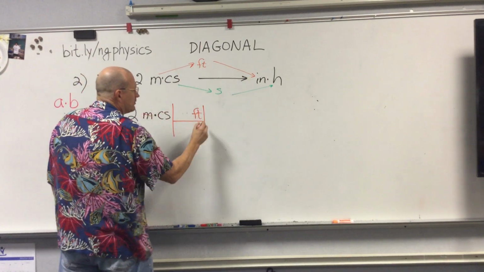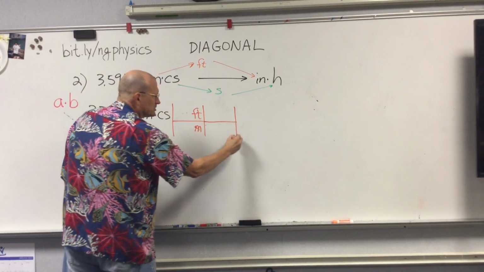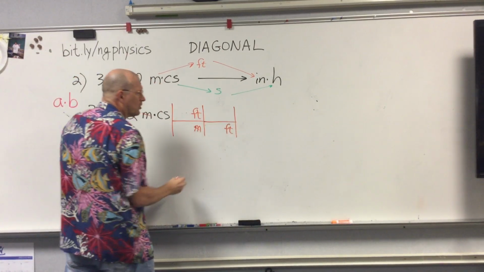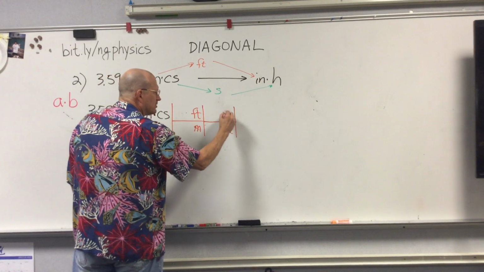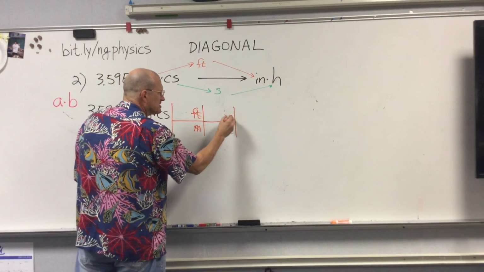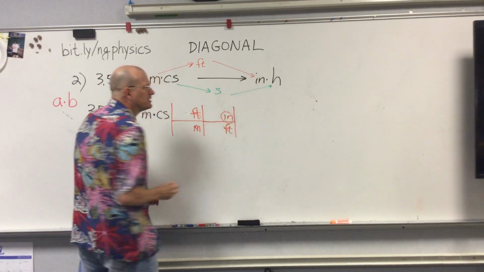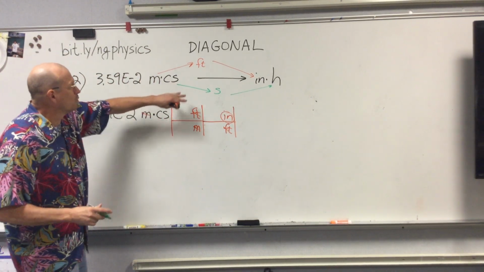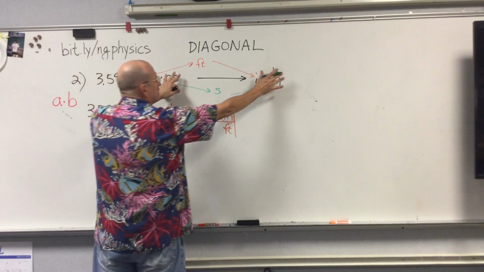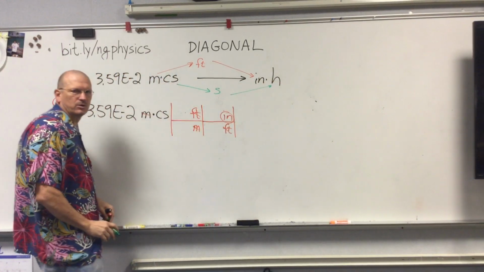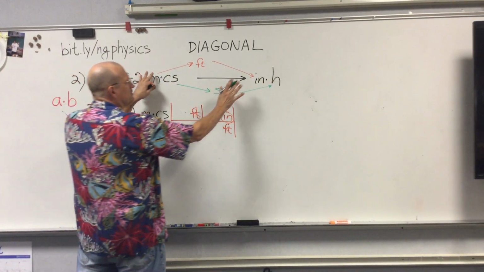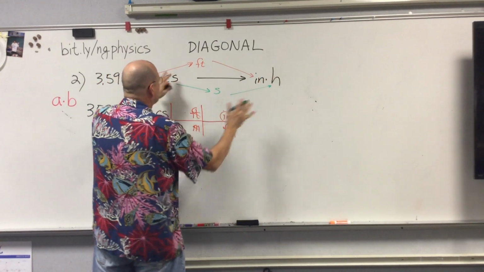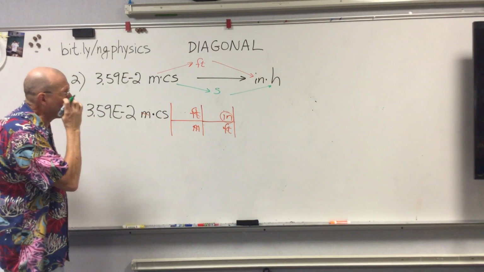And then I want to go from feet to inches, which would require another magic H. But I want the feet to go away, so that has to be diagonal. And then I want it to become inches there. And now I have the unit that I want in my answer. Now, again, when we did that, we ignored the centisecond to hour conversion. Now that we're done with the meter to inch conversion, we're going to focus on the centisecond to hour.